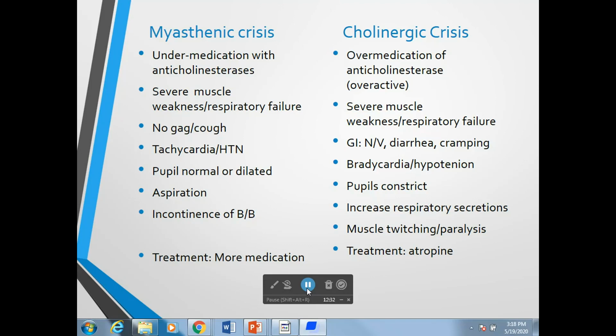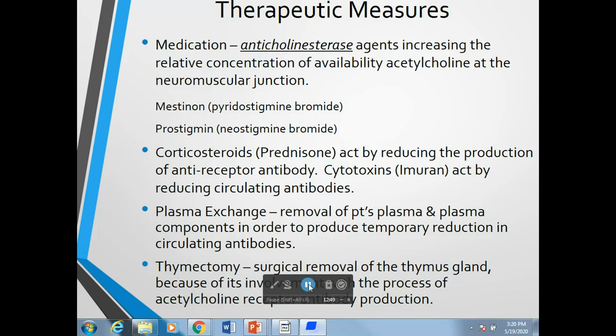If they find out it's myasthenic crisis, they just need to adjust the medication to where the patient has enough. If they gave them the Tensilon and it was cholinergic crisis, they would have to give them atropine to reverse the symptoms. Let's talk about some treatment for myasthenia gravis. Well, the first thing that they're probably going to do is medication.